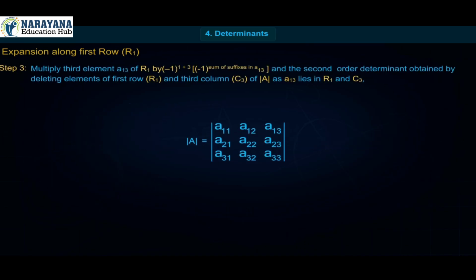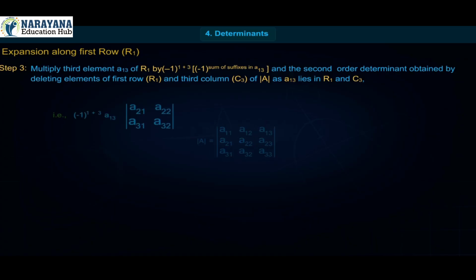Step 3. Multiply the third element a13 of R1 by (-1) raised to 1 plus 3, that is (-1) raised to the sum of suffixes in a13, and the second order determinant obtained by deleting elements of first row R1 and third column C3 of the determinant of A, as a13 lies in R1 and C3.